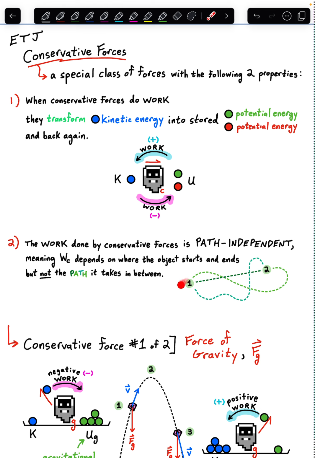So an object starting at 1 and ending at 2, taking any of these paths to get there, well, if that object is being acted on by a conservative force as it travels, the work done by that conservative force would be the same along any one of those paths. The length of the path and the shape of it doesn't matter. The work done by a conservative force only depends on where you start and where you end.